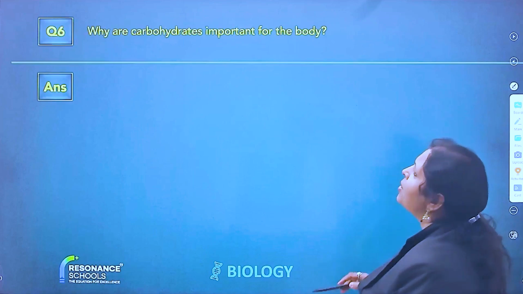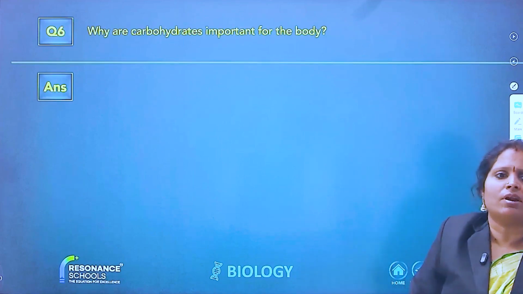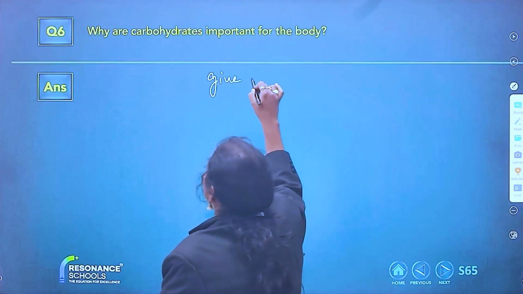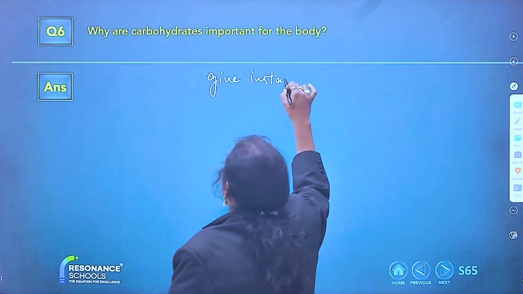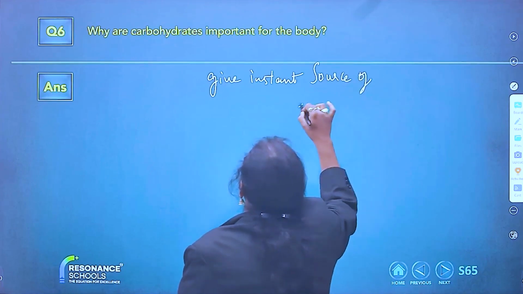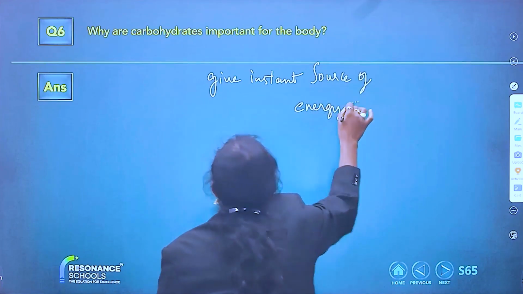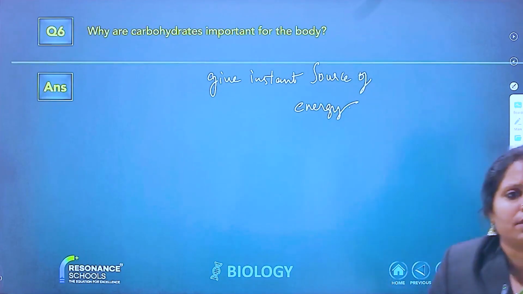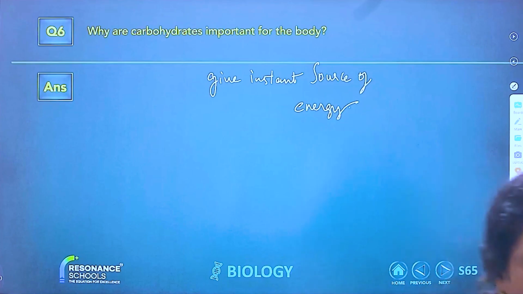Why are carbohydrates important for our body? They give an instant source of energy. Carbohydrates are very important for our body. They give an instant source of energy. That is the reason they are called energy giving food. Very good. Next question.